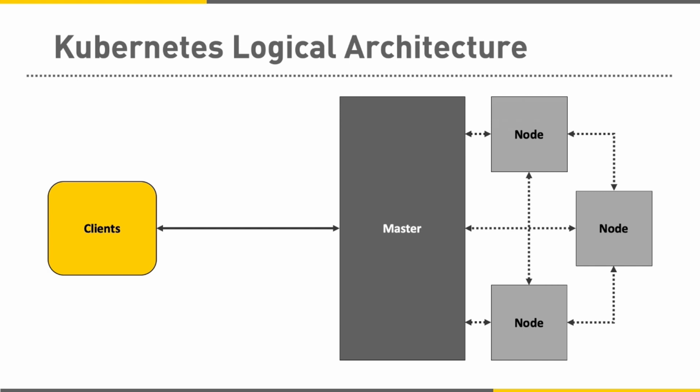You have a master, which is the control plane, and then you have multiple nodes. Nodes are stateless, as in they can come and go, but the master is going to maintain the entire health of your cluster. A master runs the control plane while the nodes run your actual workload. Clients talk to the master.